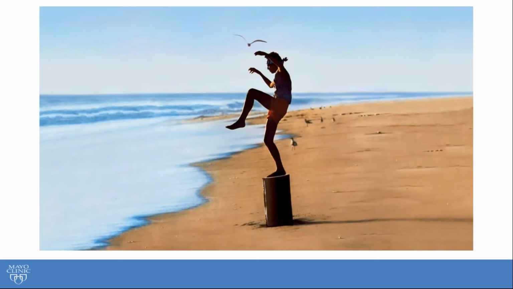So yes, this is a picture of Daniel LaRusso from Karate Kid, and he's practicing the perfect balance between attacking invaders and autoimmunity.